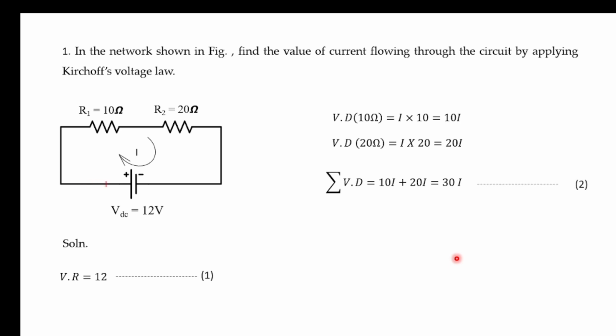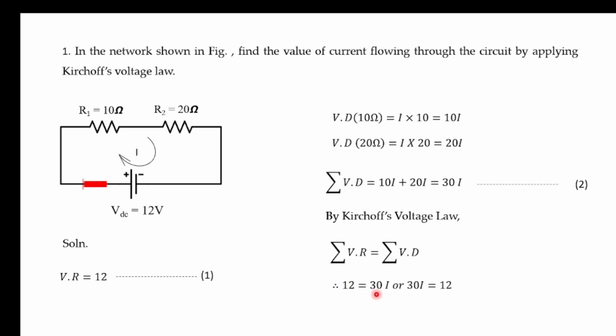Then by Kirchhoff's voltage law, we can equate this voltage rise and voltage drops. So we can write 12 is equal to 30I or 30I is equal to 12. And so we get I is equal to 12 by 30 or 0.4 ampere.